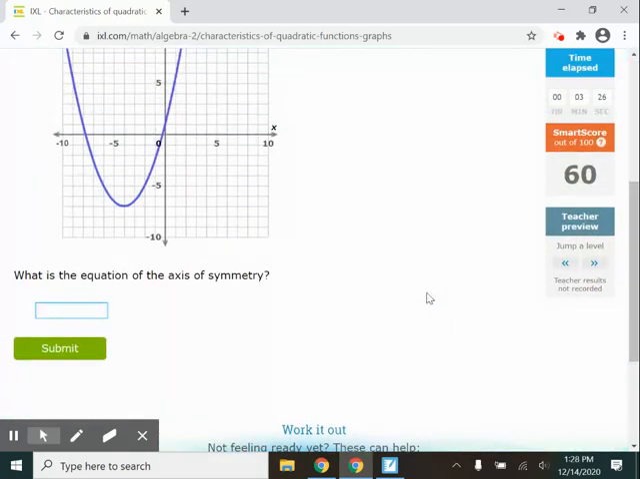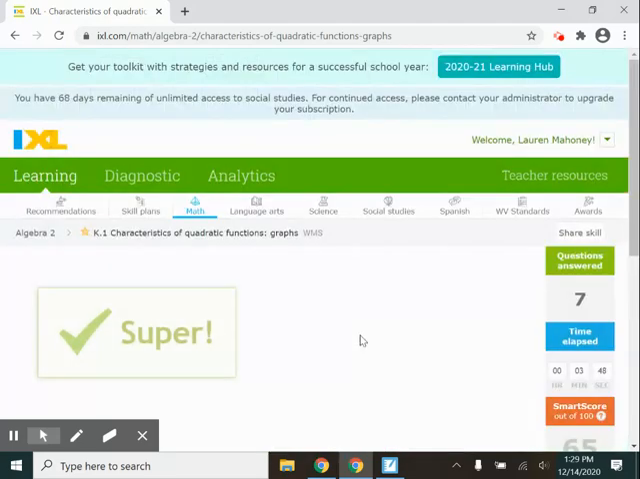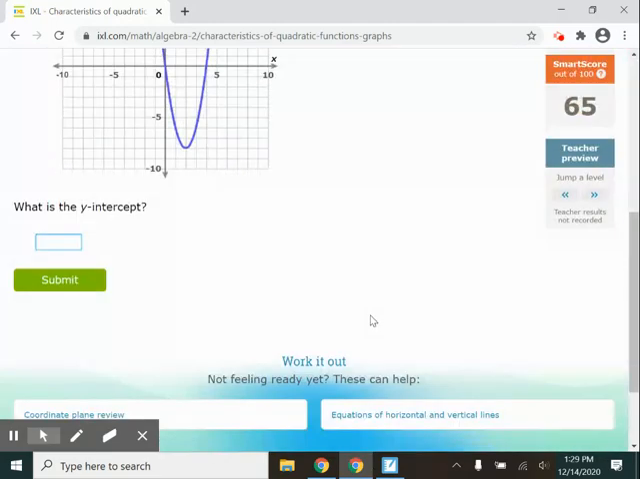This one, here's another axis of symmetry. So we see axis of symmetry, we put x equals, and then I want to figure out where my vertex is. So 1, 2, 3, it's at negative 4, and it's down at negative 7, but the x coordinate is negative 4, so x equals negative 4 is going to be where my axis of symmetry falls. And that's going to be K.1.